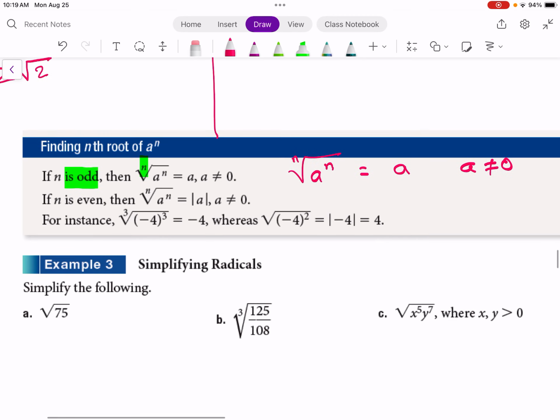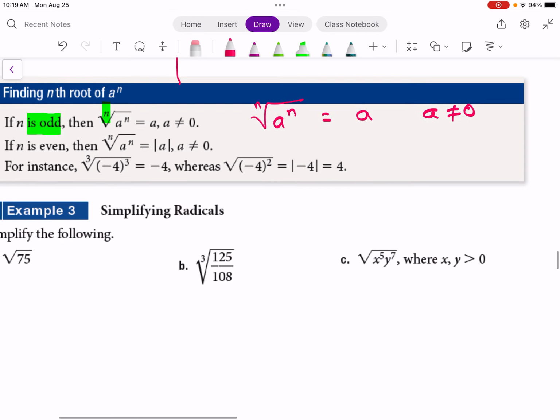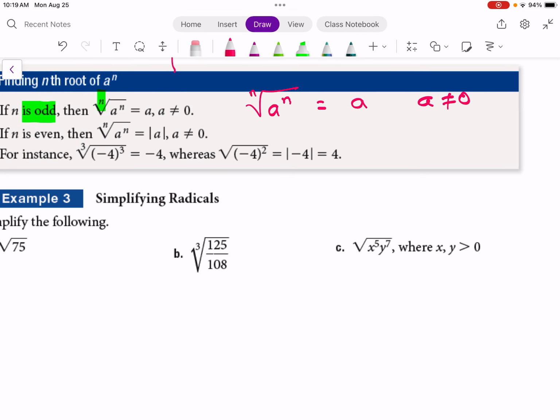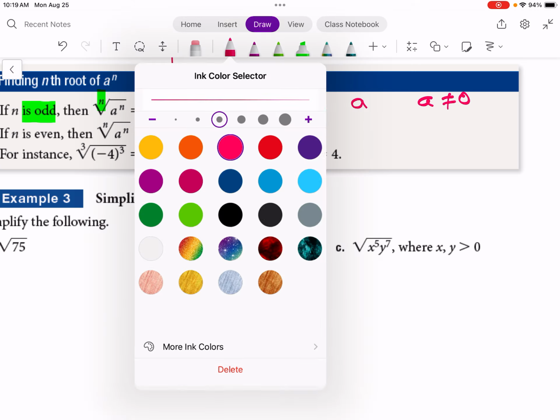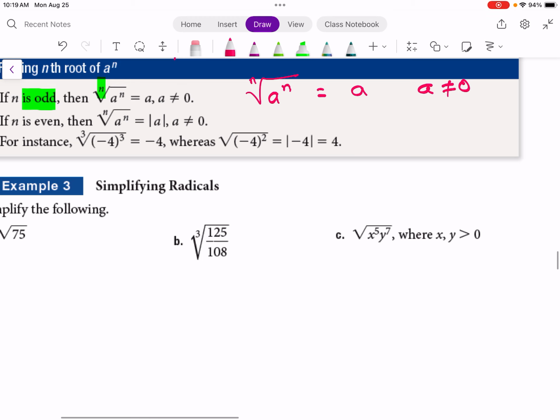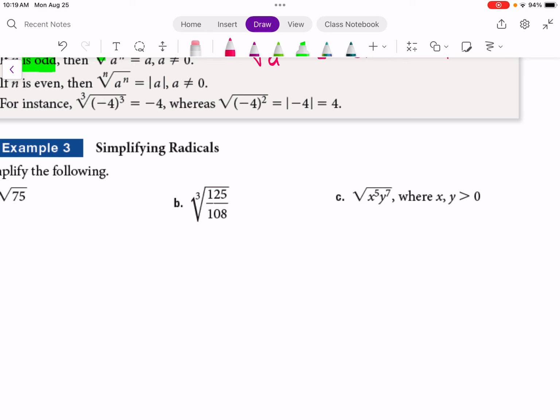And let me take an example here. So example B, what is the index for example B? 3, right? And 3 is odd. So what is a here? Now here we have to rewrite this number in exponent form. So how can we rewrite 125 in exponent form, as a power of some number?